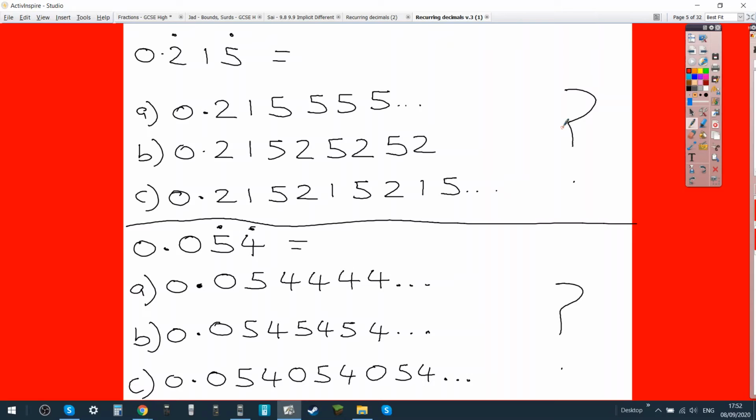And some multiple choice. Which is correct? A, B, or C? So 2 and 3. Okay. Is it C? Correct. And second one. Is it B? Yep. Very good.